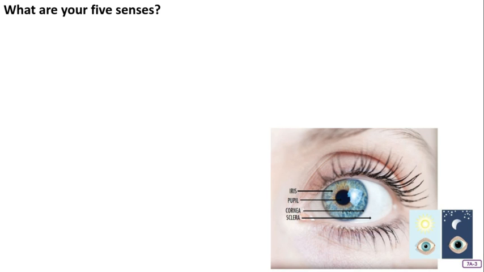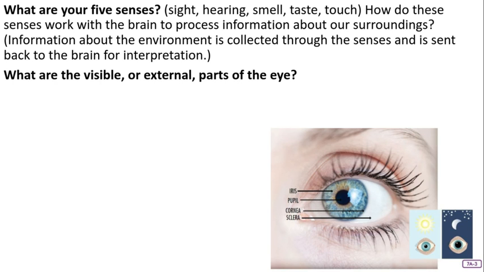What are your 5 senses? Sight, hearing, smell, taste, touch. How do these senses work with the brain to process information about our surroundings? Well, information about the environment is collected through the senses and sent back to the brain for interpretation.